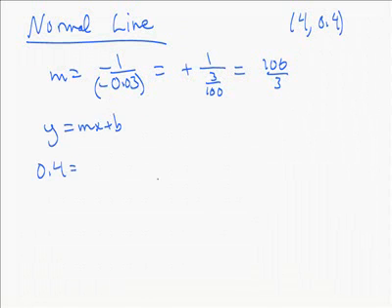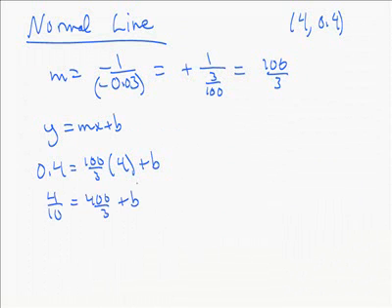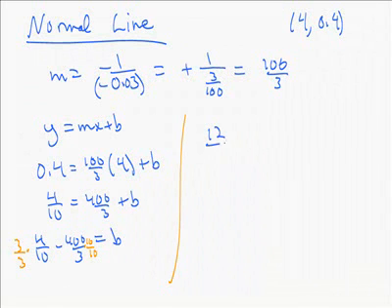y of 0.4 equals m, which is 100 over 3, times x, which is 4, plus b. Let's solve this for b. 0.4, which is the same as 4/10, equals 400 over 3 plus b. And so b is equal to 4/10 minus 400 over 3. We're going to have to get that to a common denominator of, looks like 30. So 3 over 3 here, 10 over 10 here. So we have 12 over 30 minus 4,000 over 30 is equal to b.